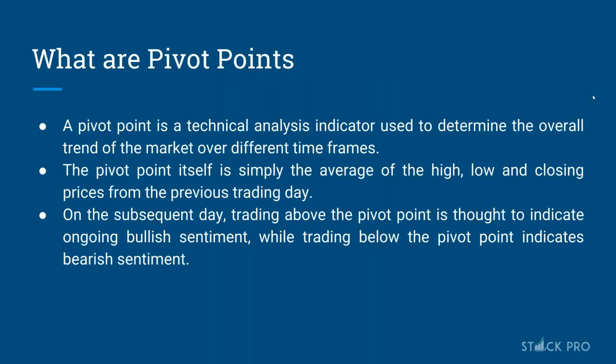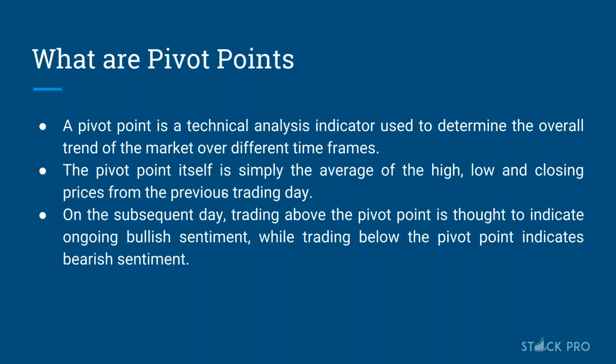Pivot points are basically a technical analysis indicator used to determine the overall trend of the market over different time frames. Means one day, 1 hour, 30 minutes, 15 minutes, 5 minutes, each of them will have their own pivot points, right? And it's determined from the previous day. Like for example, if we are looking into the 1 day time frame, if you want to use intraday pivot points, you can calculate them from previous day high, low, and close. I'm just going to explain how pivot points are calculated.